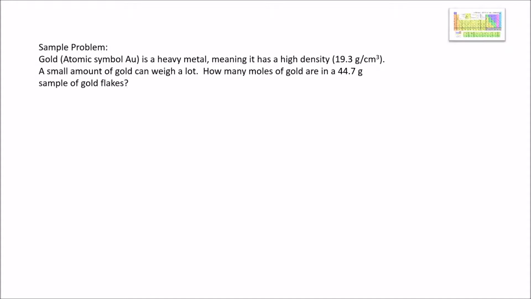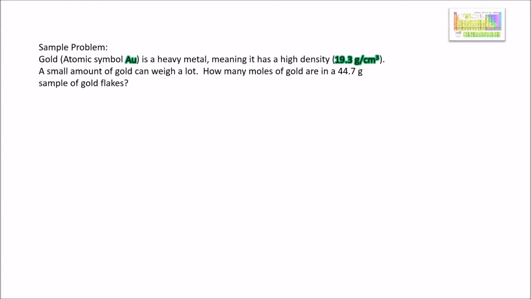The first thing we're going to do when we look at a problem like this is we need to focus on the parts of the problem that give us information. In this case, the first thing we note is the atomic symbol for gold, which is important if we're going to be looking at the periodic table. The next information is the density of gold, which is important if we need to establish a mass-volume relationship. The next sentence isn't important because it doesn't give us information, so we're going to skip it.